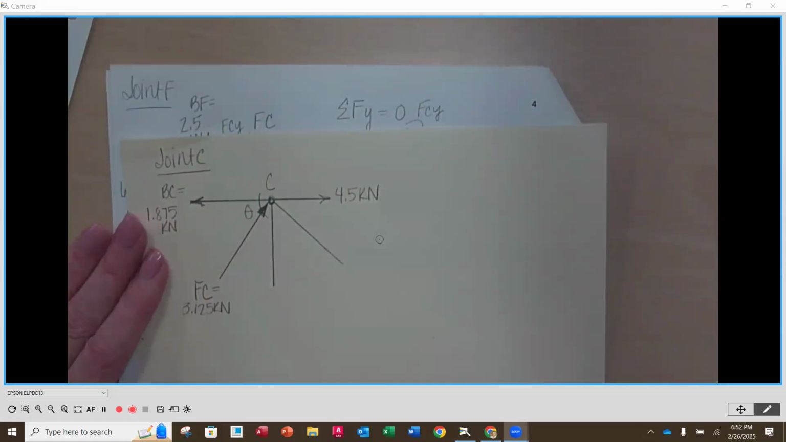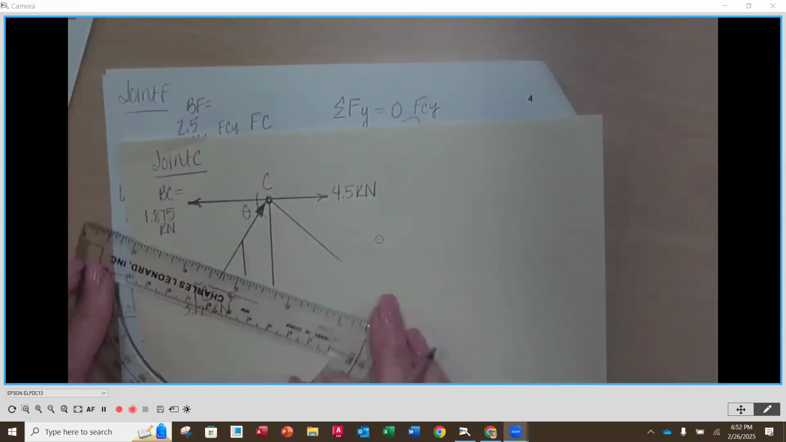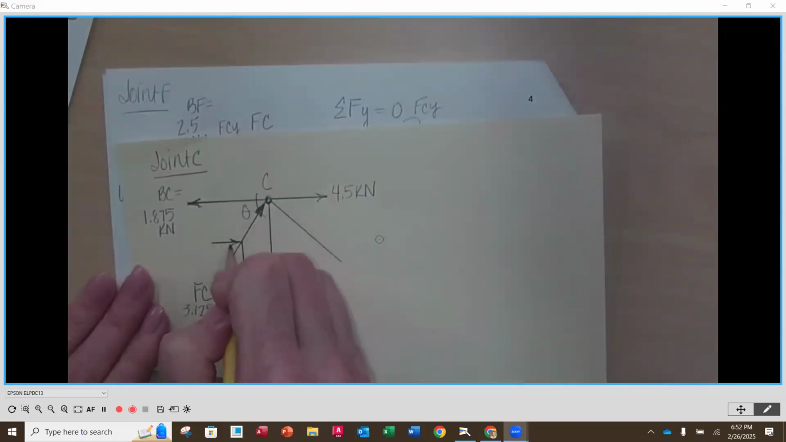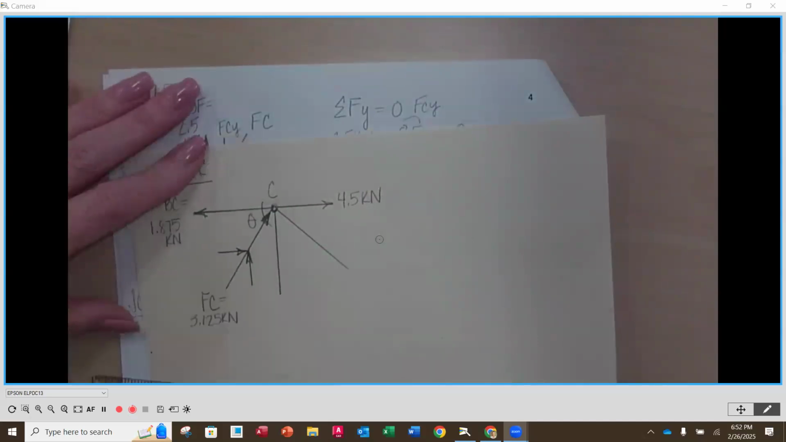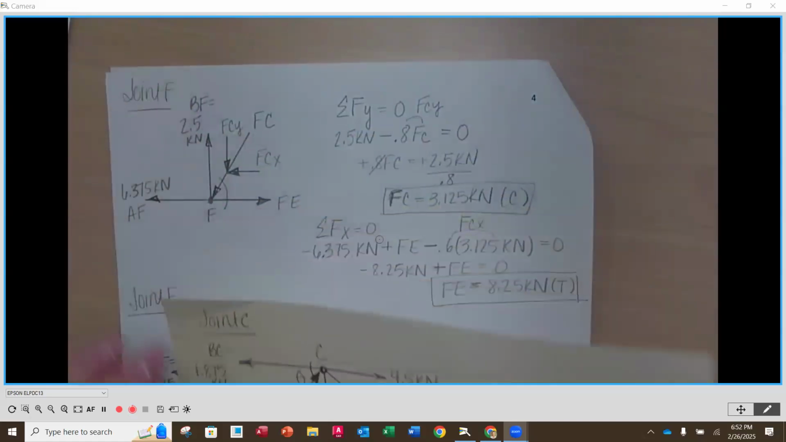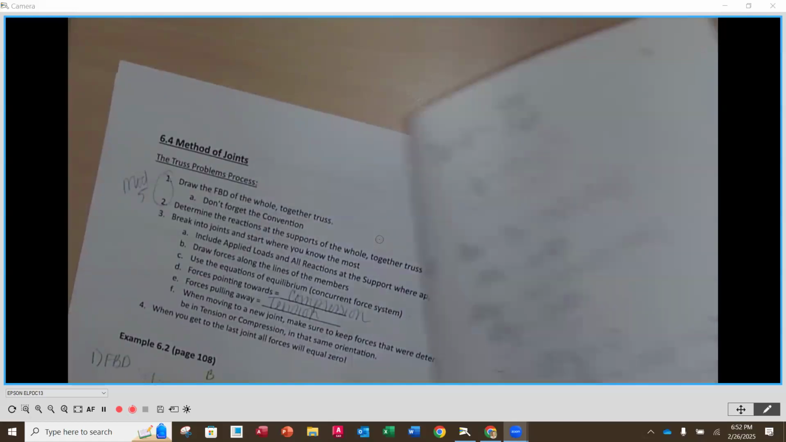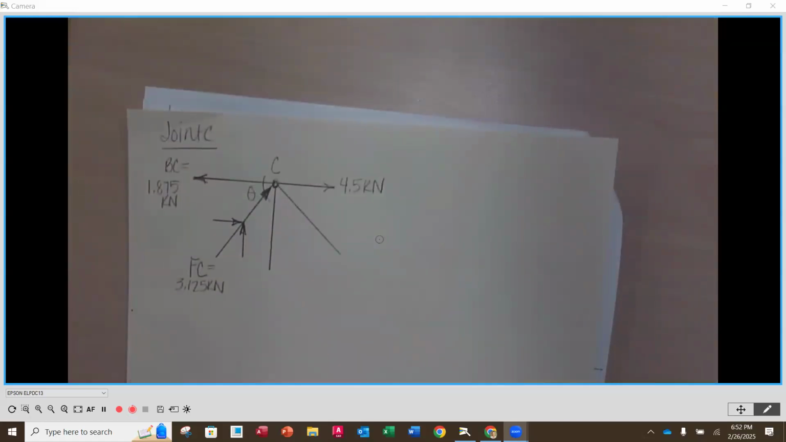3.125 kilonewtons. It then is going to have an X and a Y component going up and to the right. And then each of those magnitudes are going to be multiplied by 0.6 and 0.8. Make sure, the X component, yes, 0.6 for the X, 0.8 for the Y.